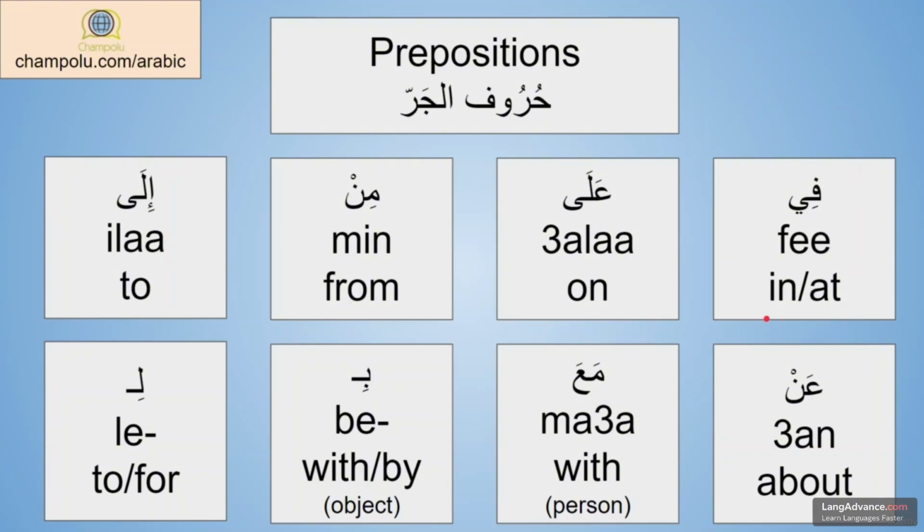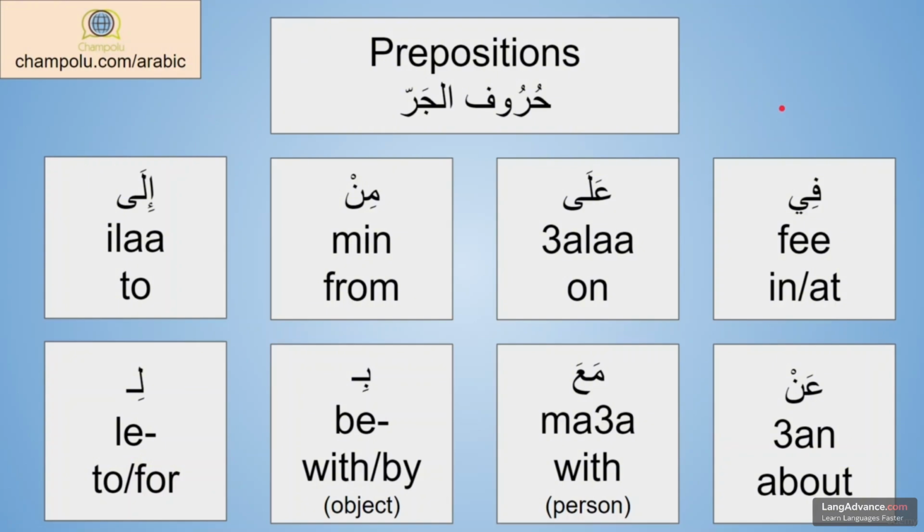For example, we have the preposition for in or at, which is fi, and then the preposition for on, which is ala, and the preposition for from, which is min, and the preposition to, which is ila, and the preposition about, an, and the preposition with, meaning with a person, it is ma, and then the preposition with also, but when we're talking about with an object, like I am playing with a toy, it is be, and then the preposition to or for, which is li.